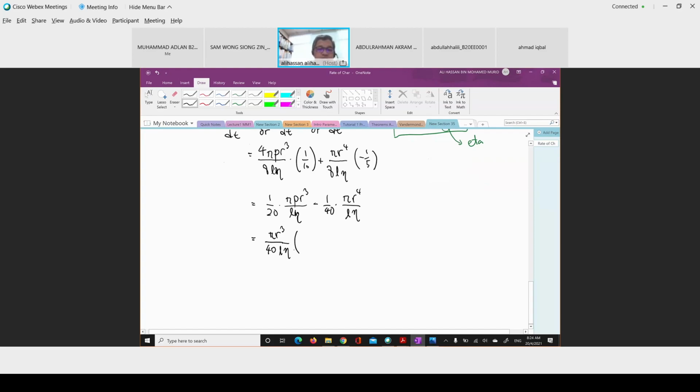So what's inside this bracket here? We have 2P inside this bracket minus R. So that is the rate of change of Q. That depends on R, L, eta, and P. So if the quantities are given, then we just substitute into this expression. So we leave it in this form. Any question?